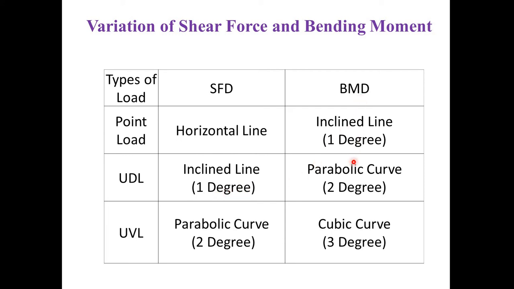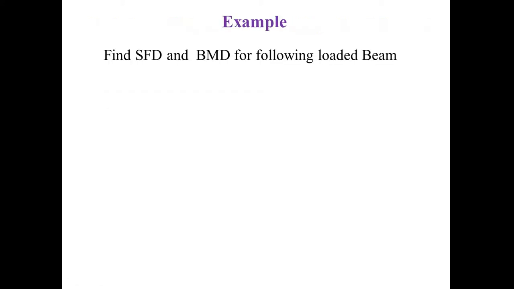In the bending moment diagram it will be a parabolic curve, a second degree curve. If you take the uniformly varying load, in the shear force diagram we will have a parabolic curve, a second degree curve, and the bending moment diagram will be a cubic curve, that is, a third degree curve. So that is the variation of the shear force and bending moment diagrams for different kinds of load. I will take one example for solution.